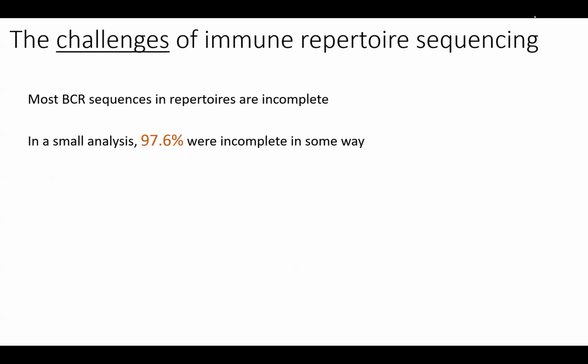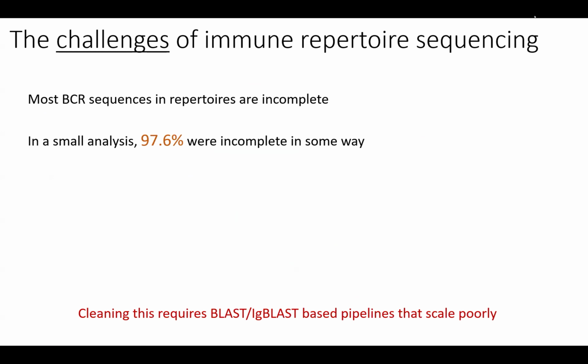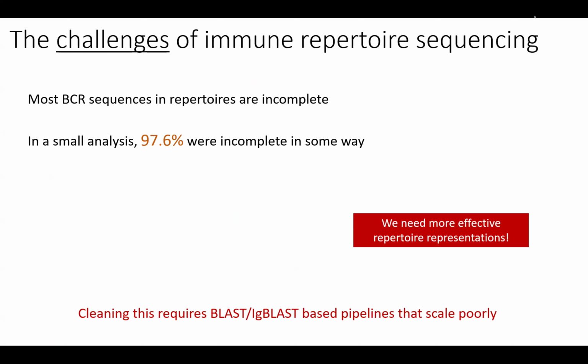So the last thing is more of a technical data processing challenge. The way many of these sequences are assayed, you have primers typically on the N-terminal side of the protein, but it's a DNA sequence, or the C-terminal side. And the bottom line is that most sequences you get are slightly truncated. And to clean this up requires a BLAST or IgBLAST-based pipeline that scales poorly as you go to hundreds of thousands or even millions of sequences. And again, if we had better, more effective representations, we could maybe do this more efficiently.